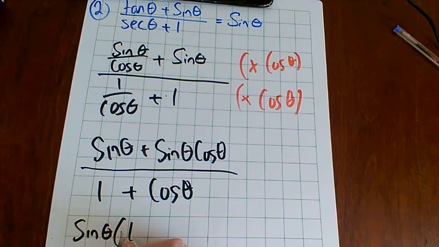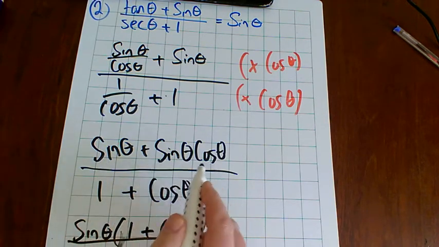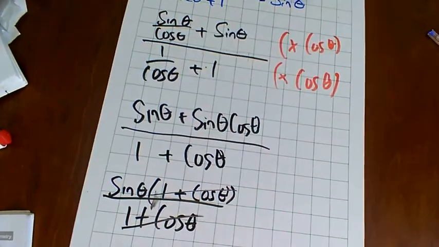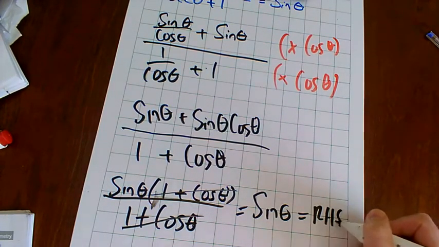Now, again, through practice, you'll start to recognize tricks like this. I've taken a sine theta out, so it becomes 1 plus just cos theta, and I'm left with 1 plus cos theta on the bottom. And what can I cancel out there? 1 plus cos theta, 1 plus cos theta. So we're just left with sine theta, and that is equal to the right hand side. That's what we're asked to prove.